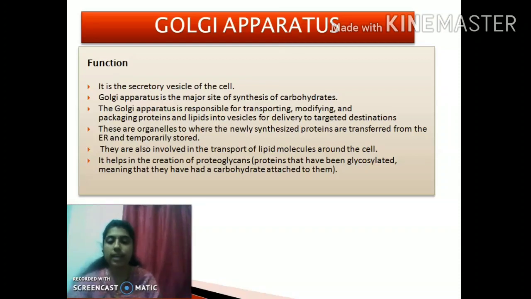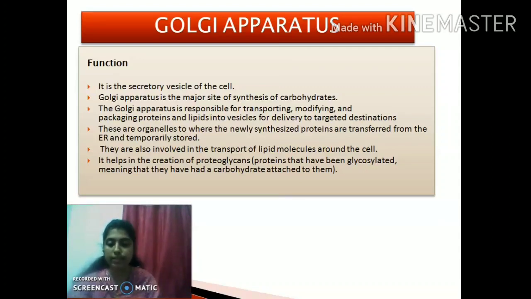Clear? Next, they are also involved in the transport of lipid molecules around the cell. That means the lipid molecules which are synthesized by the smooth endoplasmic reticulum are also transferred inside the Golgi apparatus, where they are stored temporarily and ultimately transported from within the Golgi towards outside of the Golgi, and then from one part of the cell to the other.